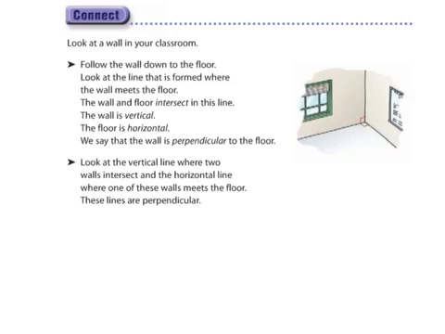All right, let's say we were to look at the wall in our classroom, follow the wall down to the floor. The line that meets the floor is going to be an intersecting line. So the wall intersects the floor. The wall is vertical, it is up and down. The floor is horizontal, it is side to side. We could actually say that the wall is perpendicular to the floor because in fact it does make a right angle.